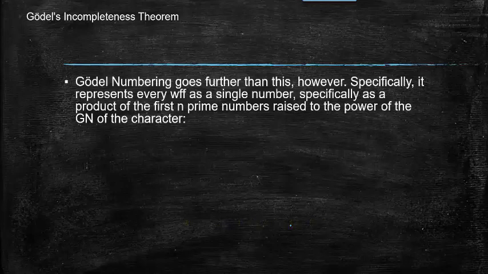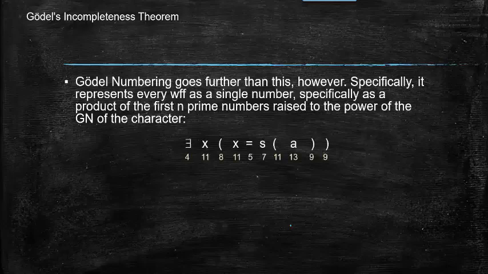Now, Gödel numbering goes further than this, however. Specifically, it represents every well-formed formula as a single number, specifically as a product of the first n prime numbers raised to the power of the Gödel number of the character. So prime numbers 2, 3, 5, 7 are assigned in order, the order in which the symbols occur, and then those prime numbers are raised to the power of the number assigned to the symbol, and then these are all multiplied to get a single unique number representing that formula.